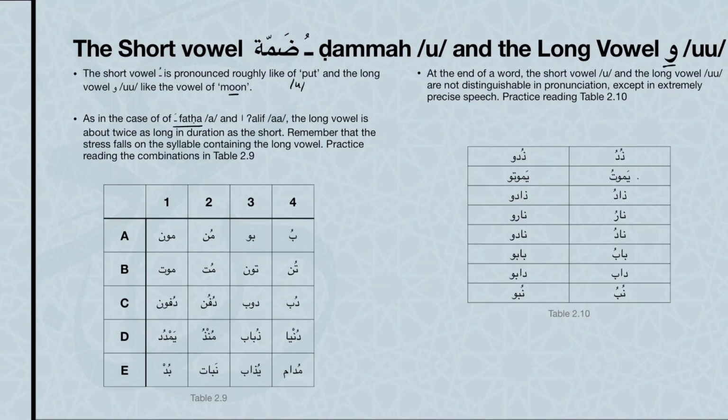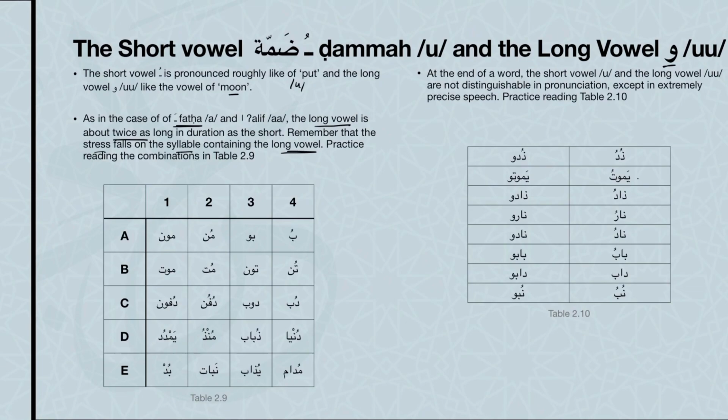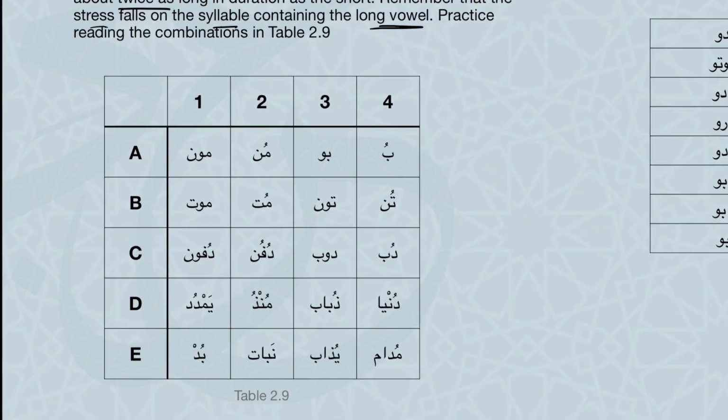We repeat the same thing, we learn the same thing again with the one we've learned with fatha and long vowel alif: the long vowel is about twice as long in duration. And we remind ourselves again that the stress falls on the syllable containing the long vowel. If there is no long vowel, the first short vowel in the word takes the stress. So let's start. I'll start reading them one by one, like the table here, and we will see how the dhamma sounds. Let's start with 1.